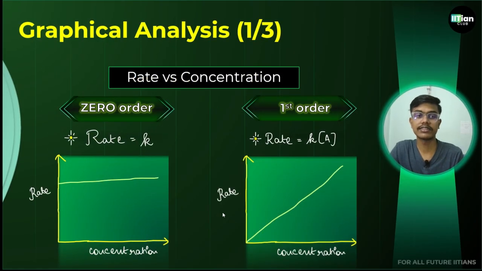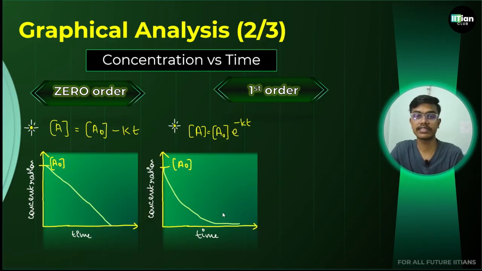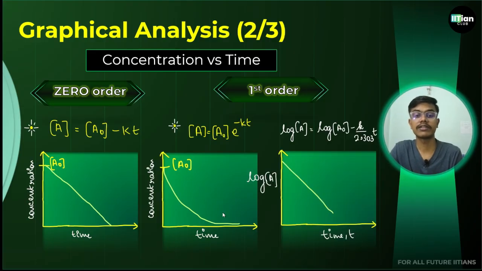Next, we have graphical analysis, and in graphical analysis, first up we have rate versus concentration. You will be plotting a graph between rate and concentration. When you plot for the zero order reaction, you will get a straight line, it's constant, and for first order it is linearly increasing. Next we have concentration versus time, how concentration varies with respect to time. For zero order you can see that initially it is starting and linearly it is decreasing to 0, and for first order you can see it is exponentially decreasing. When you take logarithm and plot a graph between log of A with respect to time, you will get a graph similar to the zero order.